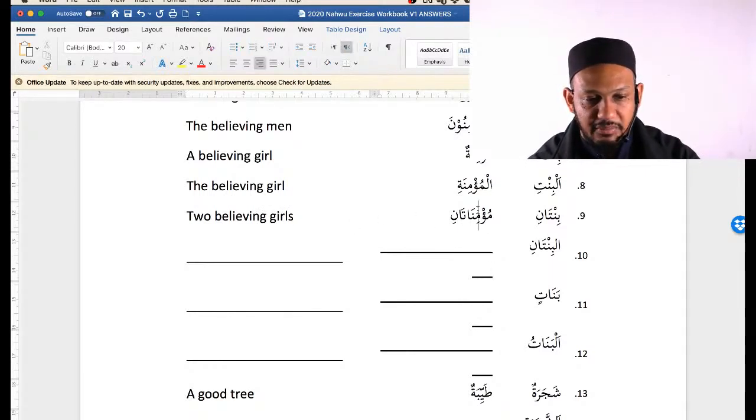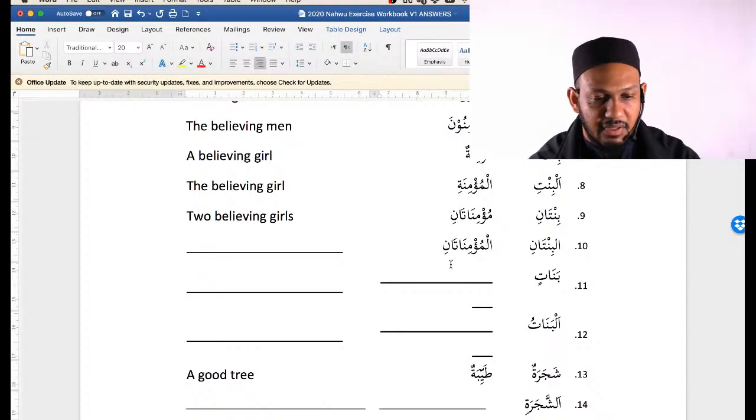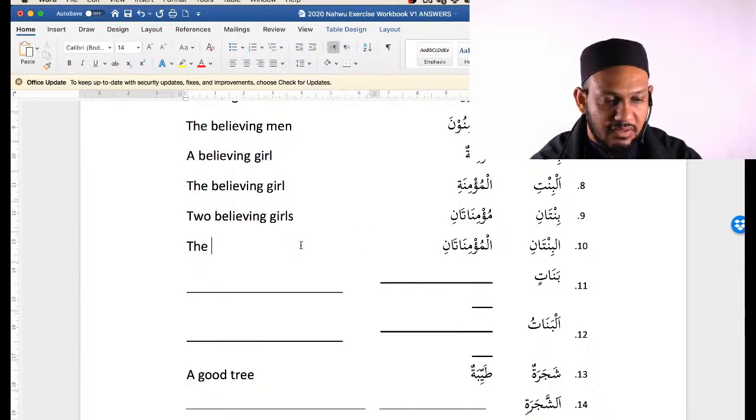Then if it's al-bintani, it's going to become al-mu'minatani, because if this is al, this must be al. If this is dual, this must be dual. If this is raf'un, then al-mu'minatani must be raf'un. If this is feminine, must be feminine. So same story. The two believing girls.